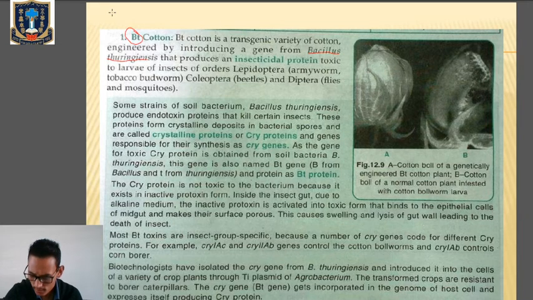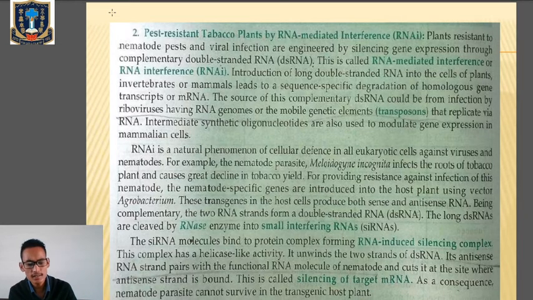Okay. Next one is the pest resistant tobacco plants, which have been produced by RNA mediated interference, or RNAi. Plant resistance to nematode pests and viral infections is engineered by silencing gene expression. That means we are going to silence the gene. We are not allowing the gene to be expressed. Here we are trying to suppress the expression of the gene of the pest so that the plant will be free from the nematode pest and from viral infections.